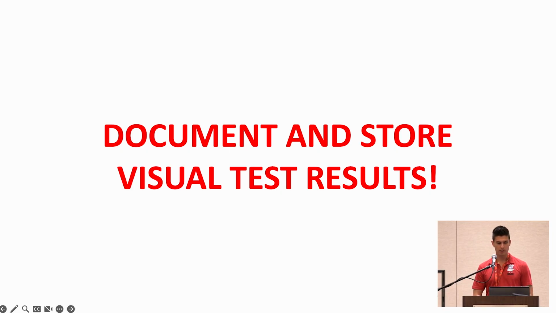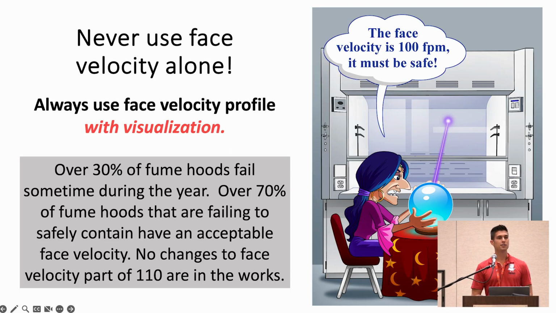Face velocity, of course, is the big talk. Everybody wants to do face velocity. And as you can see, my gypsy genie, she and her crystal ball are the only ones that could tell you if that hood is actually performing just based off of face velocity information. By the way, that's a joke. I'm trying to make a joke out of it: you have to be a psychic to use face velocity and tell if your hood is contained.